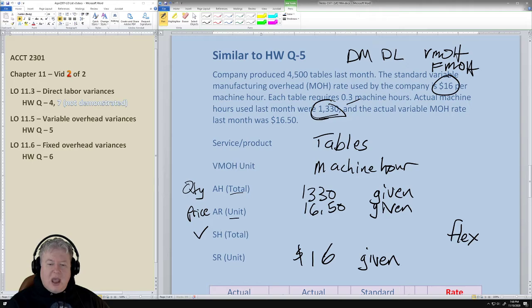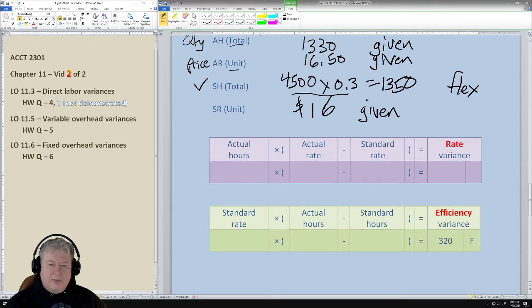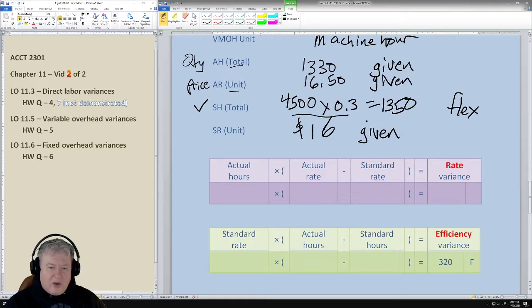In other words, if we budgeted 4,500 tables, and we knew that each table required 3 machine hours, our standard hours allowed, the budgeted hours would have been 1,350. So this is the only one we had to calculate, and we just had to make sure that we picked the right numbers. Once again, when we throw this into the equation, we've got 1,330 hours as their actual hours.